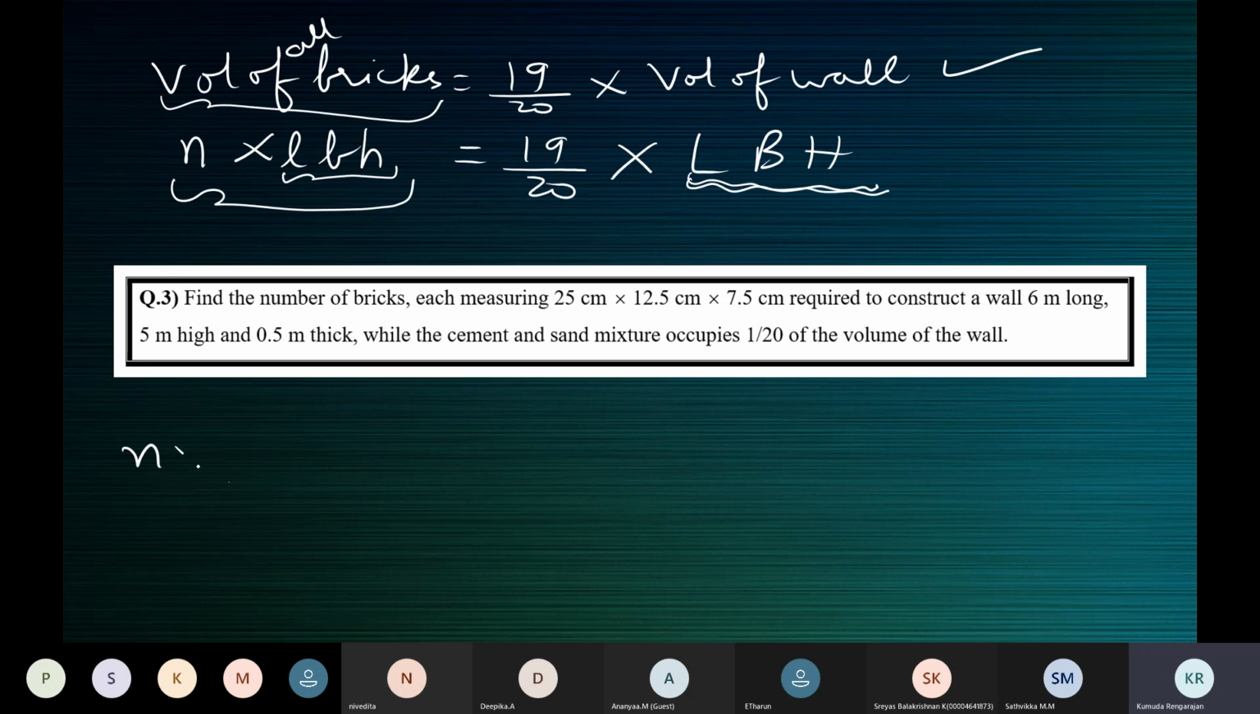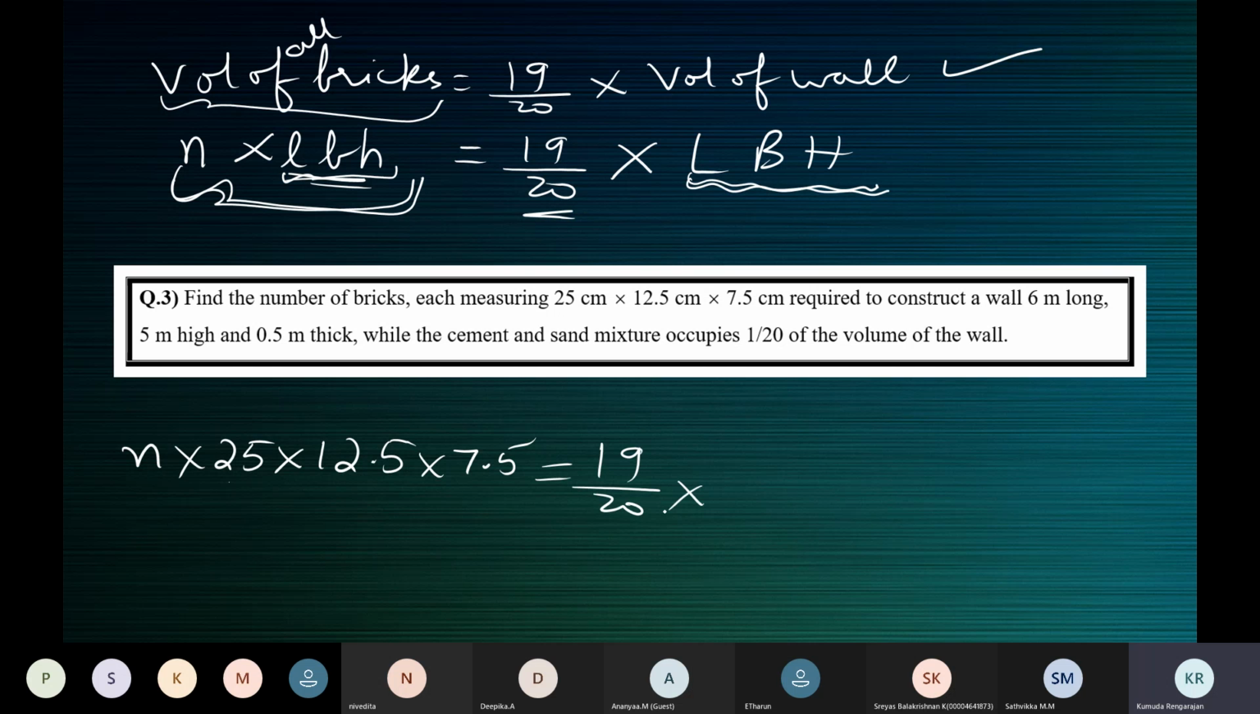So n into, see the dimensions of one brick, 25 for L, into B, 12.5, into H, 7.5. See, we are substituting n into LBH. LBH is given to us. Take the values, is equal to 19 by 20 of the volume of the wall. So here we have 6 meters, so 600 centimeters, all in centimeters, into 5 meters, 500 centimeters, into 0.5 meters, so 150 centimeters. We have converted the dimensions of the wall to centimeter.